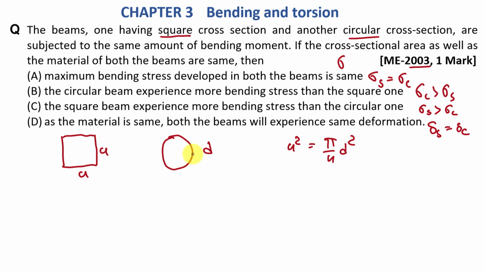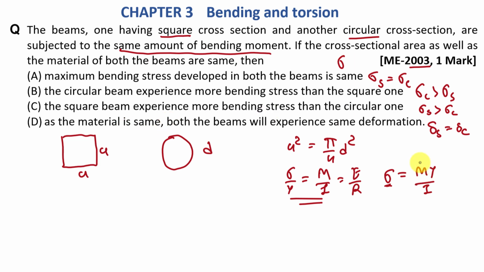Fine. Now we know the bending equation, that is sigma divided by y is equal to M divided by I is equal to E divided by R. Right? Here if we will compare these two terms, then we can find out sigma, that is My by I. Right? And here the stress is bending stress in this beam. Now here bending moment is same for both these beams. So here M is same for both the beams. Now here we have to find out y and I for both these beams.